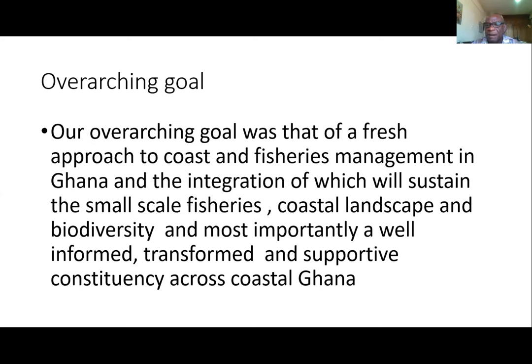And this brought about a lot of transformation, and the constituencies that we worked with also believed in us and began supporting us. Now, the outcome of all this is that we were able to expand the projects in subsequent project development to cover the whole coast and look at how the lessons that we have learned in the Western region can be applied.